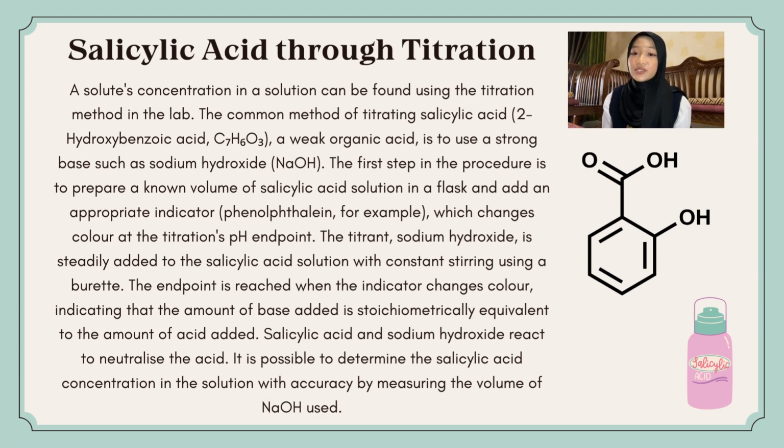The titrant, sodium hydroxide, is steadily added to the salicylic acid solution with constant stirring using a burette. The endpoint is reached when the indicator changes color, indicating that the amount of base added is stoichiometrically equivalent to the amount of acid present. Salicylic acid and sodium hydroxide react to neutralize the acid. It is possible to determine the salicylic acid concentration in the solution with accuracy by measuring the volume of sodium hydroxide used.